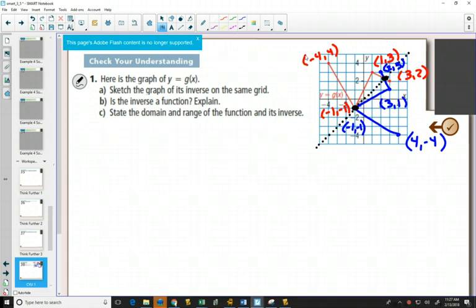Part B of this question says, is the inverse a function? So one of the things that you've learned in the past is when something is a function or not. Do you recall how to check that? What did you use to find out if something is a function or not? And how can I use it to say that here the red graph is a function, but my blue graph is not a function? Do you remember? Something called the vertical line test.